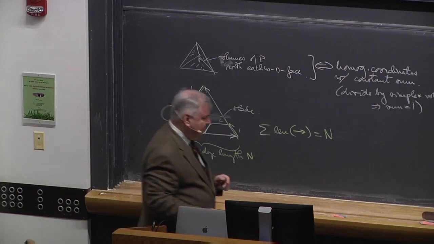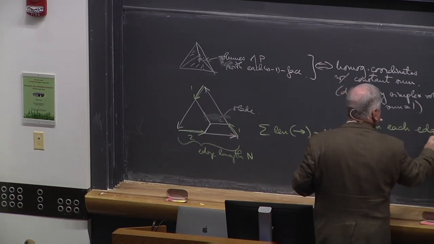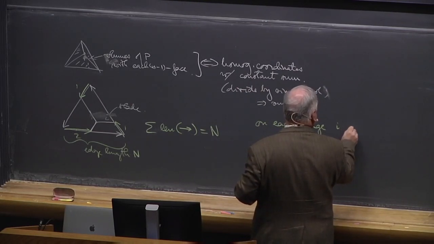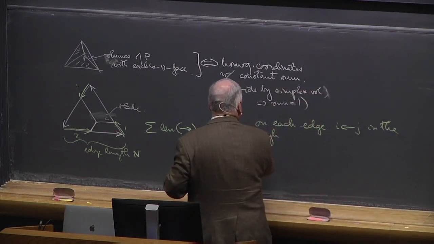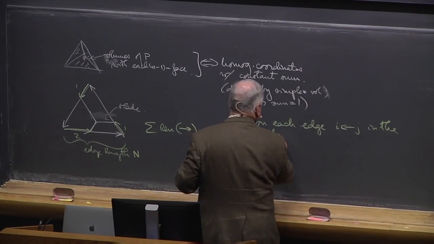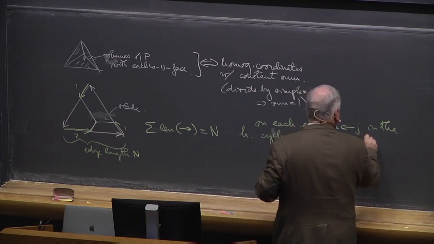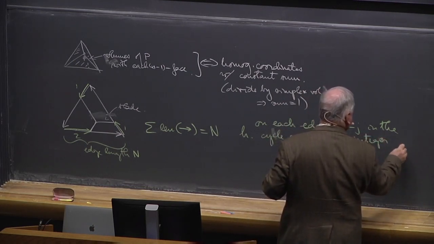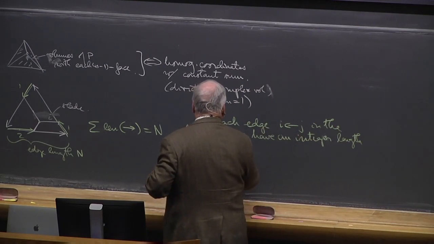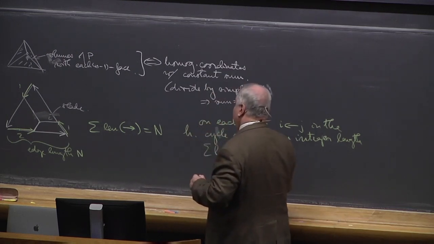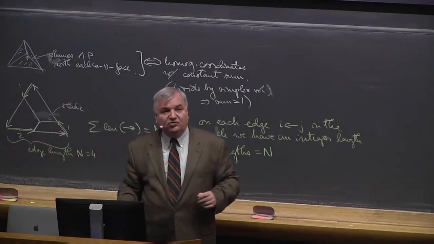Right? So on each edge ij in the Hamiltonian cycle, we have a length, an integer, let's make it simpler, length, with the sum of the lengths equal to n. Yes, so here the edge length n is 4. So you see a 2, 1, 1, yes?